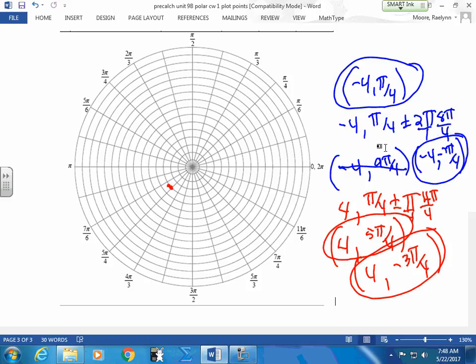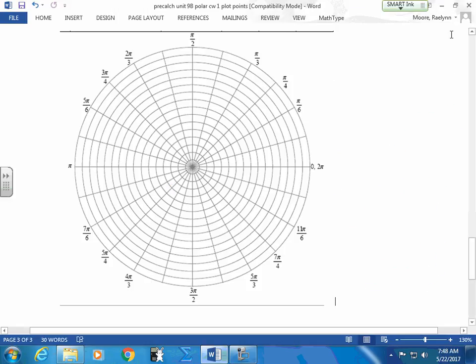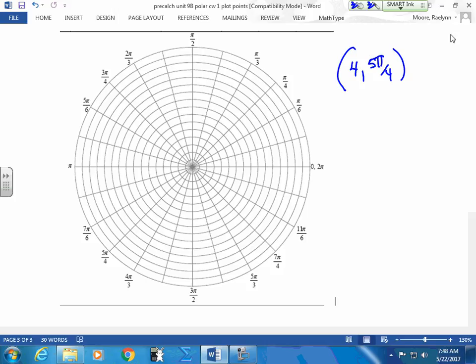4, 5 pi over 4. So it's almost like that one that we just plotted. Same plot. You're going to have the same plot for this guy. So let's see how many names you can come up with. You're technically plotting one point and giving it a bunch of names.